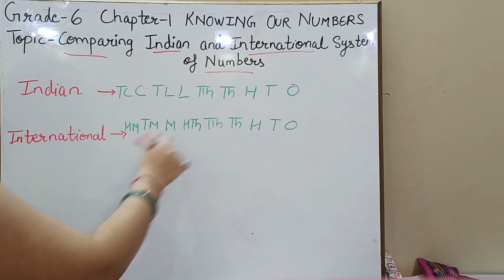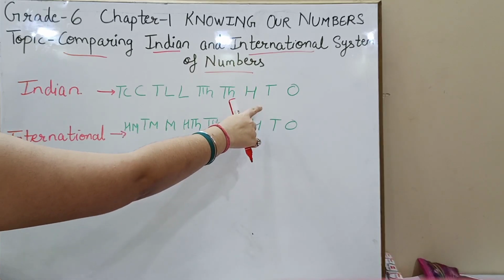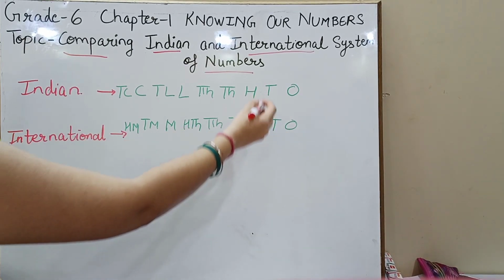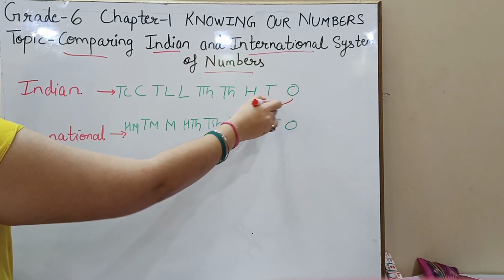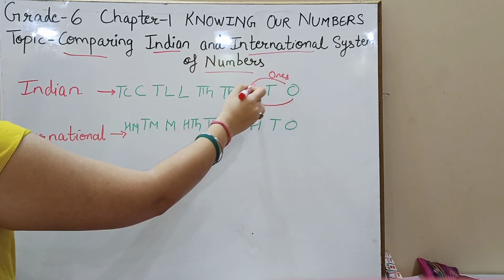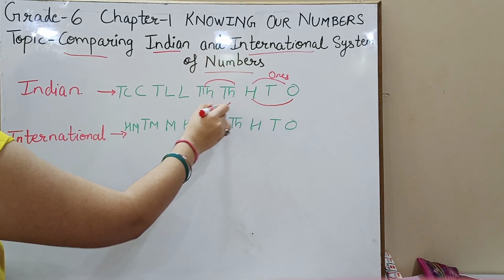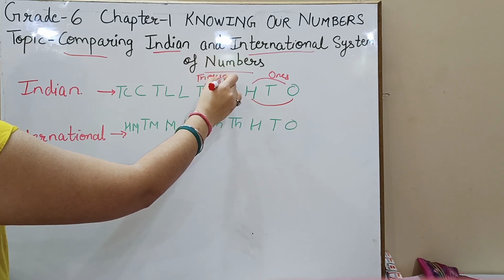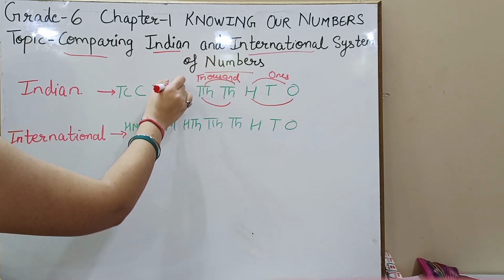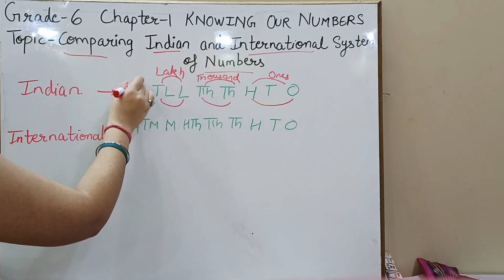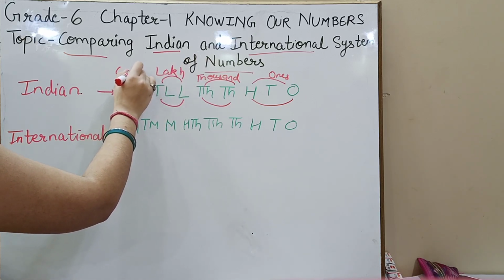As you can see, in the previous videos also I have told you that these place values lie under certain groups. So ones, tens, 100, this place value lies under the period of ones. 1,000 and 10,000 lie under the period of thousands. Lakhs, 10 lakhs lie under the period of lakhs. Crore, 10 crore lie under the period of crore.